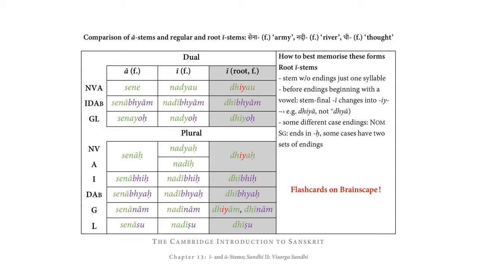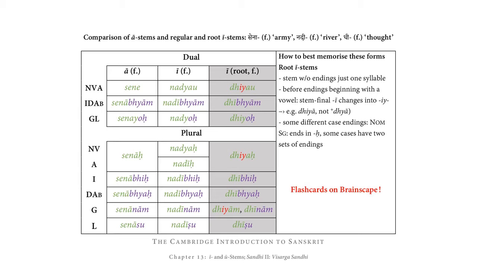Then in the instrumental, dative and ablative, the endings begin with consonants. So what we have is completely parallel to nadi, to the regular long I stems, nadibhih and dhibhih, nadibhyah and dhibhyah. Then in the genitive plural, we have either completely parallel forms, so nadinam and dhinam, but here again we have an alternative form for the root long I stem, and in that we add not nam but am. Once again, this is the ending that you're going to encounter for consonant stems, and in front of this am, the i of dhi once again changes into iy, so we have dhiyam.